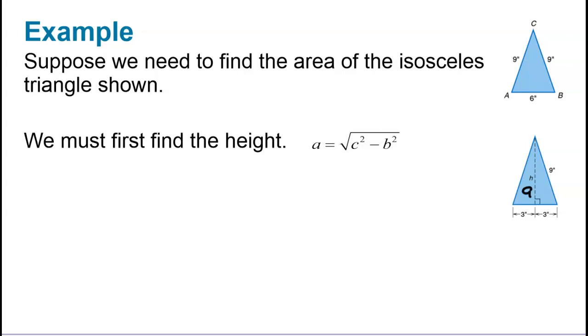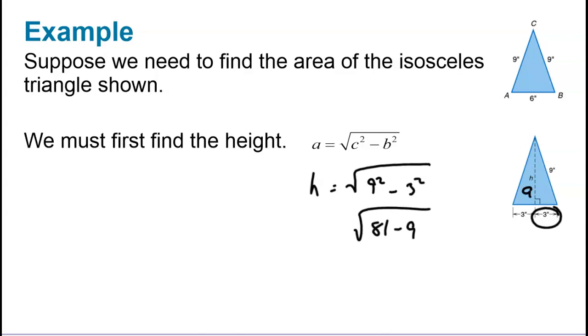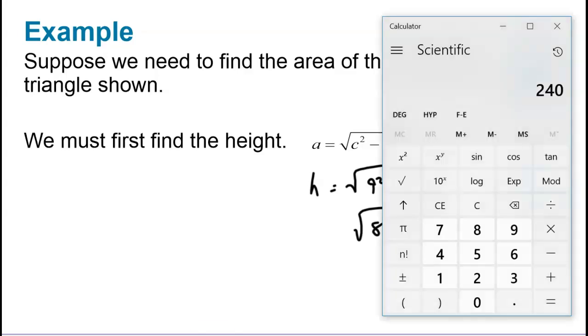So we'll say height equals the square root of c squared, which if you remember is always the hypotenuse, 9 squared, minus b squared, which is our base down here, just 3 squared. And so we have 9 squared is 81 minus 9. So the square root of 81 minus 9, and so the square root of 72 is 8.4.